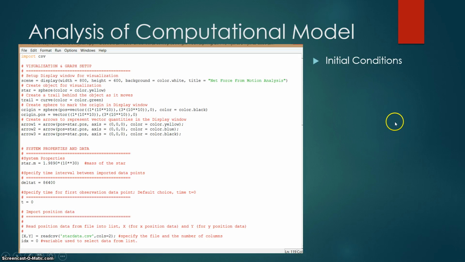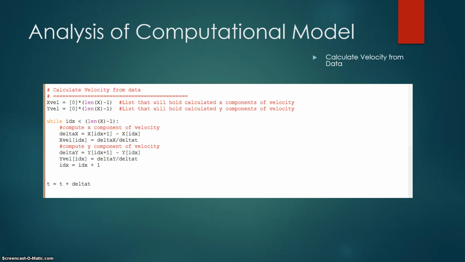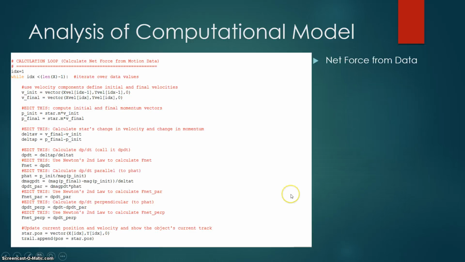Let's start with the initial conditions in our code. The first is the mass of the star, which was stated before, delta t or interval between imported data points, the time of the first observation data point, and then the CSV file has the data positions that will be read and added to a variable named idx, index. This first while loop will calculate the velocity from the data for all the positions in the CSV file. This second while loop will calculate the net force from motion data.